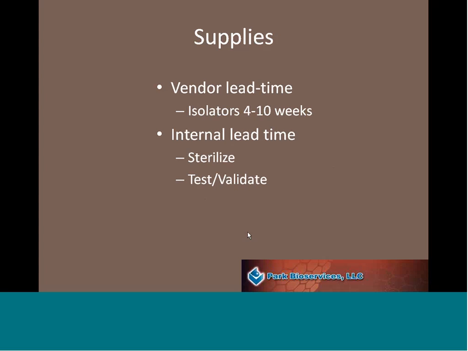Then, talking about supplies, we talked about the vendor lead times for isolators, and the lead time for materials and supplies can be really variable. It depends on whether you're going to do it internally, or whether you're going to get irradiated food, bedding, and water. You really have to consider those lead times, and also leave enough time to test and to validate.